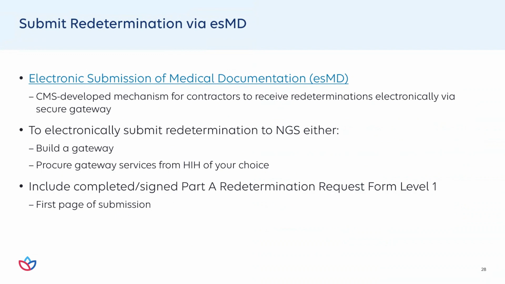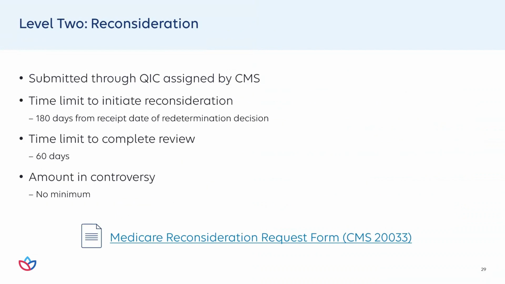To electronically submit your redetermination to WellPoint Federal, you can either build a gateway or procure gateway services from a health information handler of your choice. You want to always include the completed and signed Part A redetermination request form for Level 1 appeals, and that should be the first page of your submission. So that wraps up your Level 1 redeterminations. Let's get into your second level of appeal.